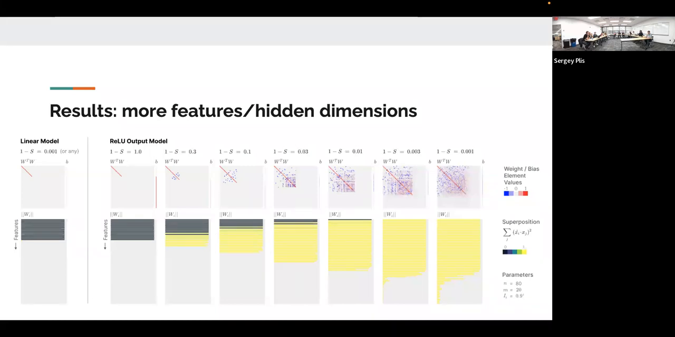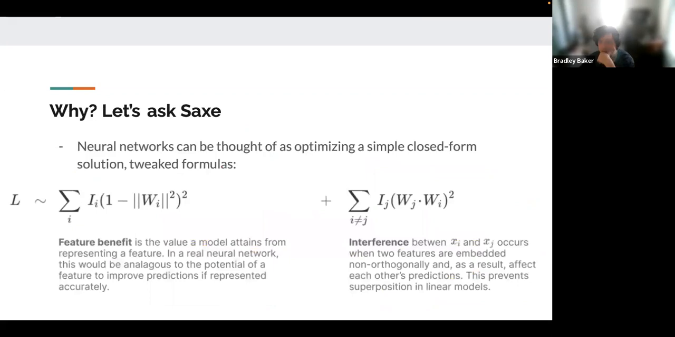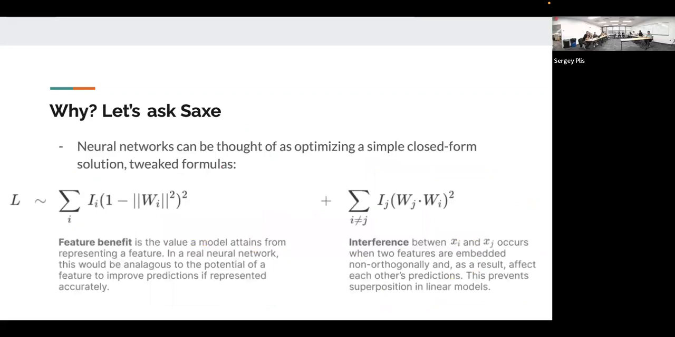I hope everyone is following this because it's going to get a little bit more involved. I think I'm on board still. Cool. So they ask, well, why? And they use Sachs's work to essentially decouple the loss function into a feature benefit and an interference function, where if you want to maximize the feature benefit, you can just add more features.